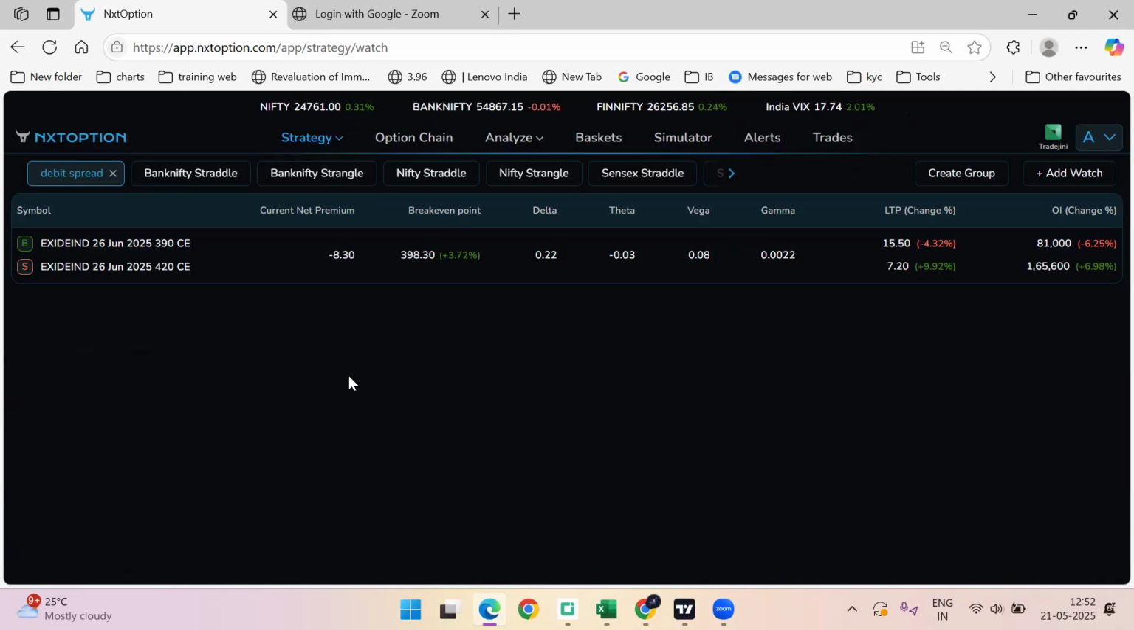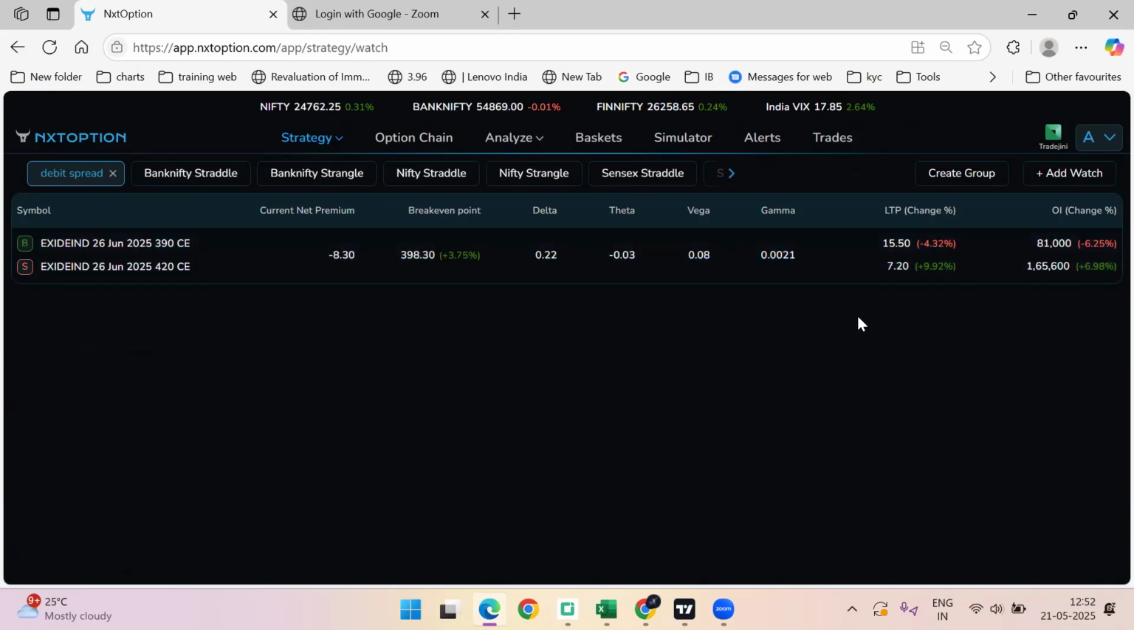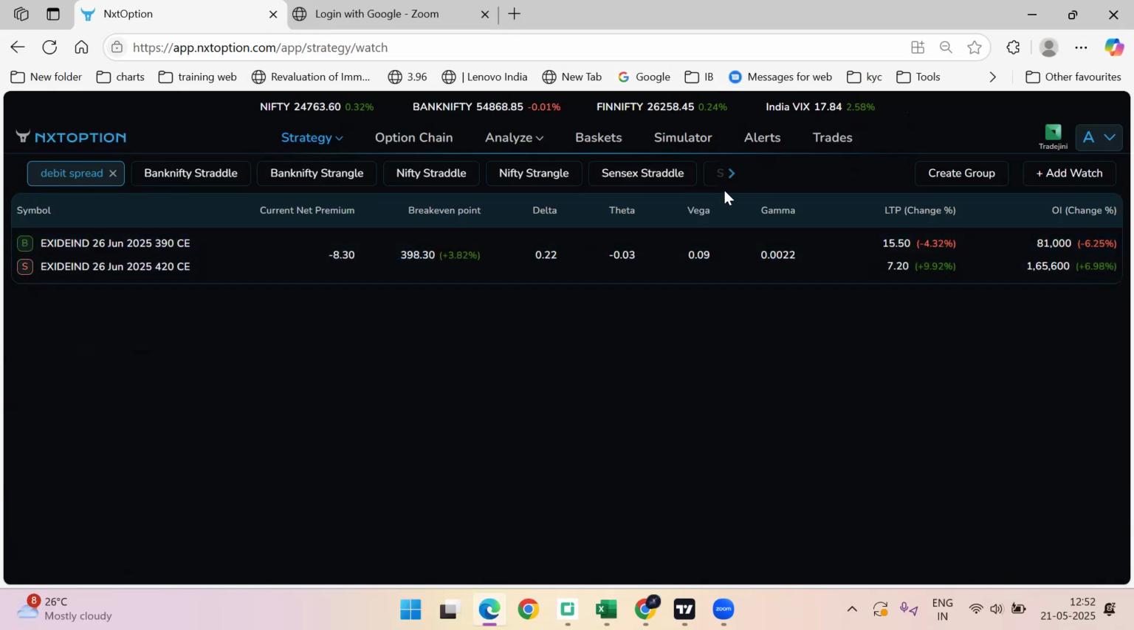Now, for every 1 rupee increase in the Exide share price, this strategy would give me 22 paisa gain per unit. Time will work against me, because if the price of Exide doesn't go up before 26th June, then I would be losing 3 paisa. Again, remember this is not constant because theta gets impacted by multiple factors.